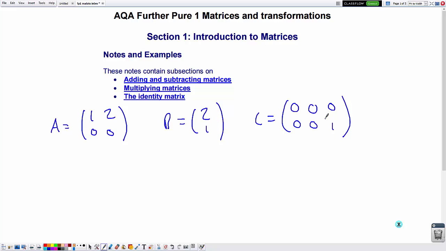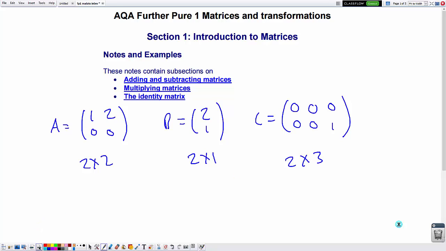But they do look different, and we have a way of describing the size of a matrix, which we call the order. The order of this matrix is a 2 by 2. So this is a 2 by 2 matrix, and this is because there are 2 rows and 2 columns. So this is a 2 by 1 matrix, and this is a 2 by 3 matrix.